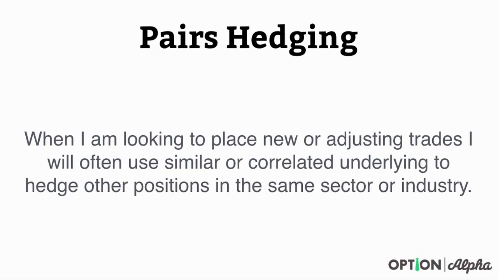And in today's video, I want to talk about pairs hedging. So when I'm looking to place new or adjusting trades or hedge trades, I will often use similar or correlated underlying stock to hedge other positions in the same sector or industry. Now, this is a little bit different than what we talk about in some other videos about the fact that you should have uncorrelated securities in your portfolio, and that generally holds true.